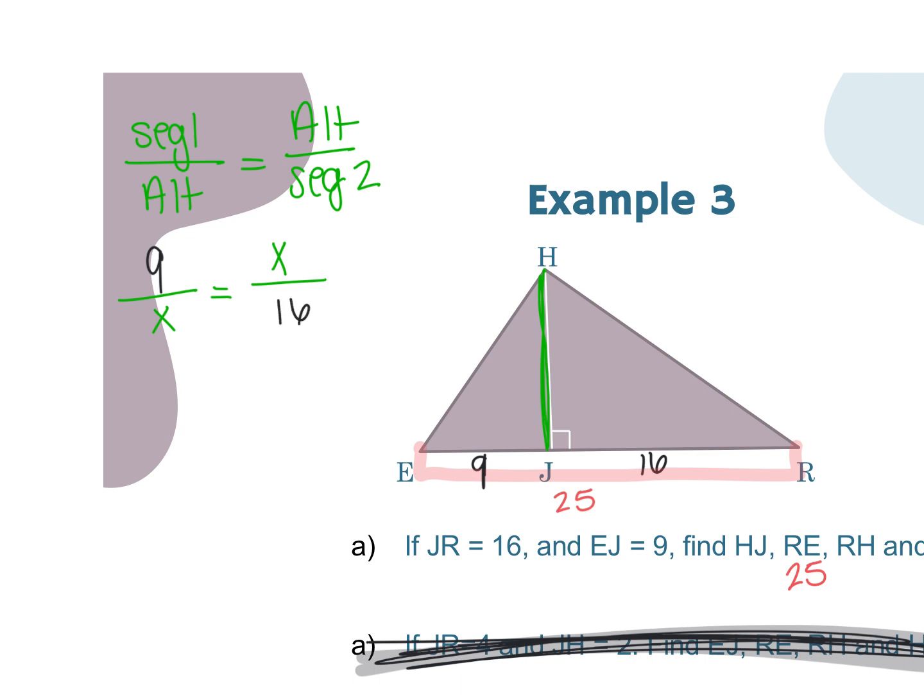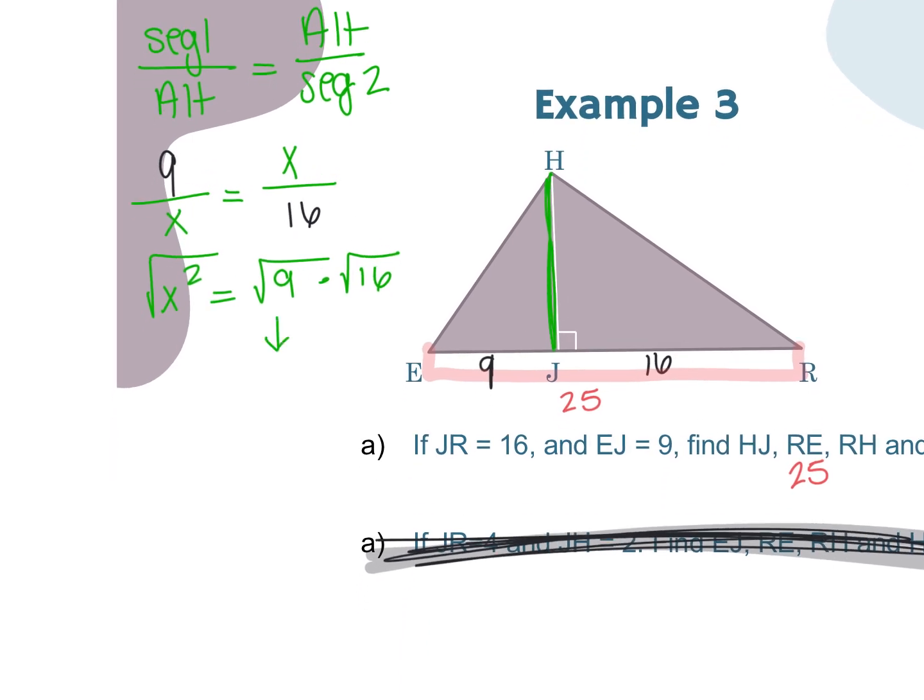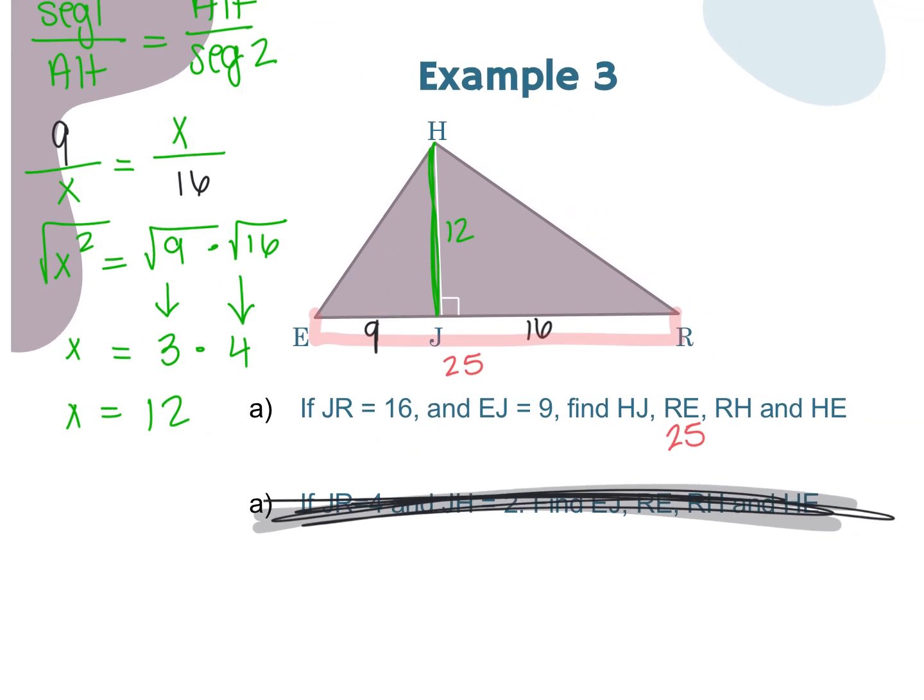Good. All I have to do now is write it out. X squared equals 9 times 16. Or sorry, the square root of 9 times the square root of 16, because I'm trying to get rid of that square. Are any of these perfect roots? Yes. What would 9 be? And what would 16 be? And what do I have to do with those two numbers? Multiply them. And what's 3 times 4? 12. So my altitude is 12. JH or HJ is 12.